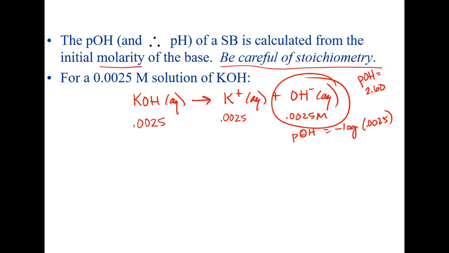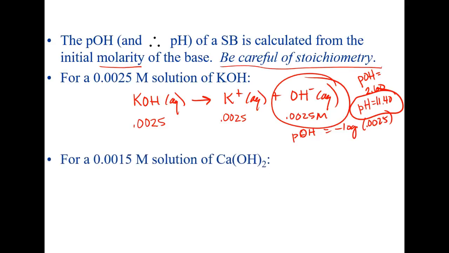However, we know that pHs for bases should be above 7. So remember, you have to subtract it from 14. You could probably do this in your head. And you'd get a pH of 11.4. So remember, whenever you're working with bases, you find the pOH first and then subtract from 14.